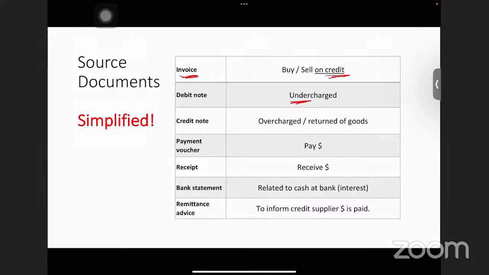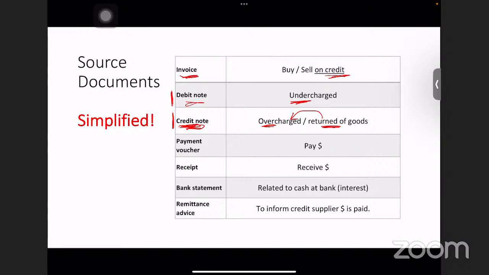I undercharge someone or someone undercharge me is a debit note. Okay, when I'm overcharging someone or someone overcharge me, it's a credit note. So when I return goods, it will also mean that someone overcharged me. So whenever I return goods to my supplier or customer returns goods to me, it will be a credit note. Please don't get mixed up between these two. A lot of students always get mixed up between these two, so just be careful. Return goods is a credit note.